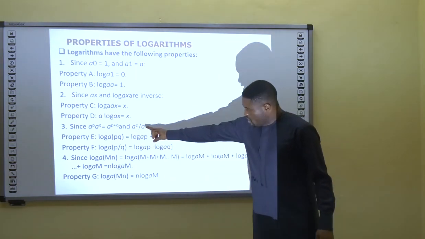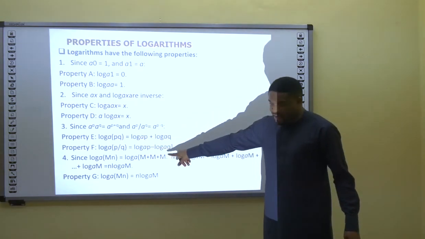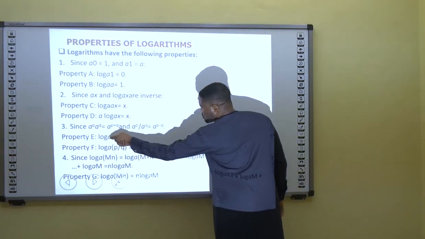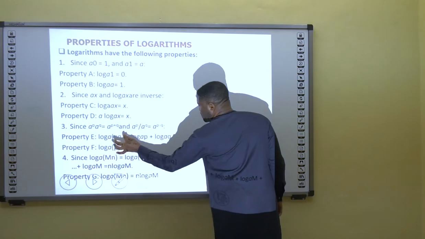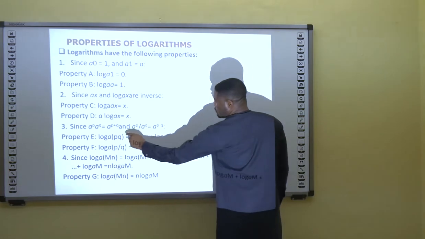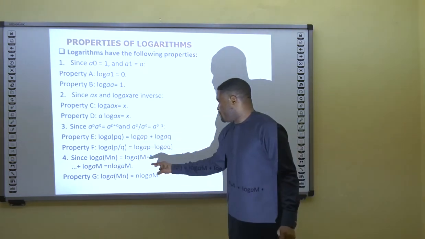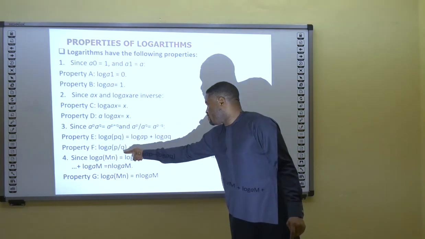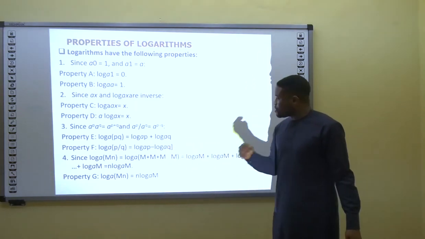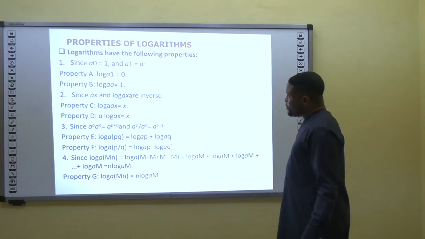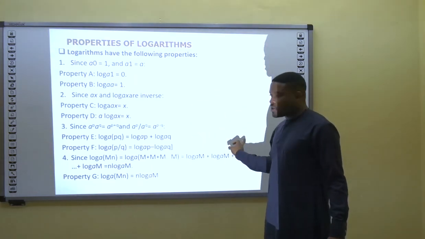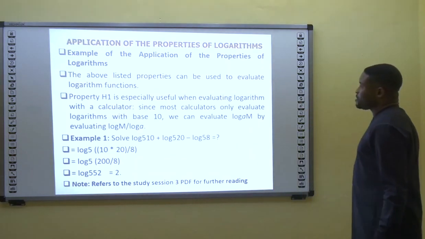Within property 3, we have property e and property f. For the product, we take the log of each of them and add them together. So in this case, we have log a of p plus log a of q, which is the same as log a of pq. And log a of p divided by q is the same thing as log a of p minus log a of q. So these are simple properties of logarithms that we must know, so that when we are dealing with logarithms, we can equally do them without any issues.